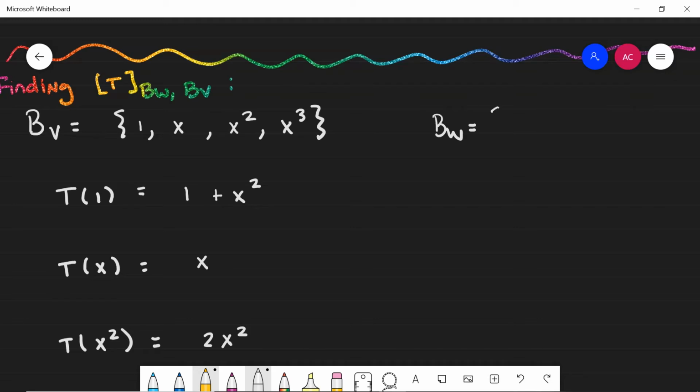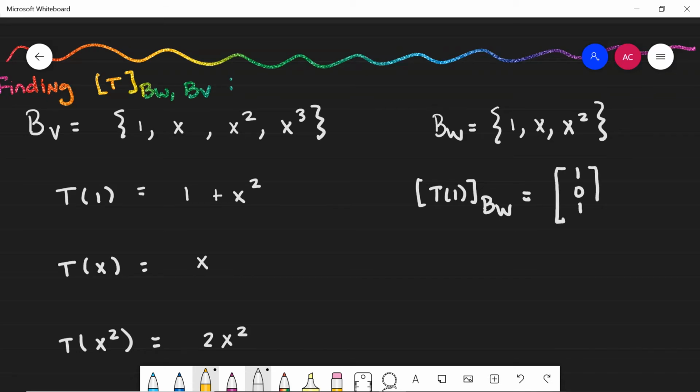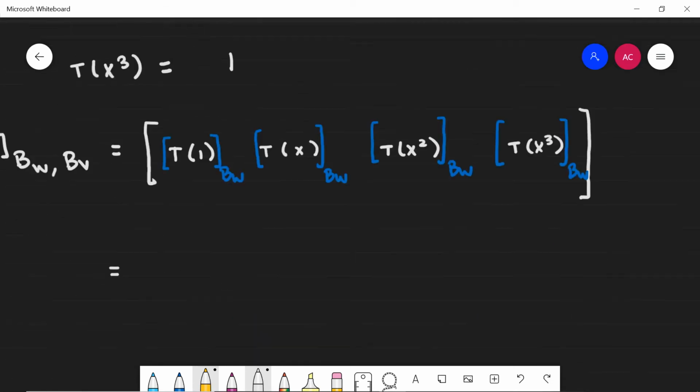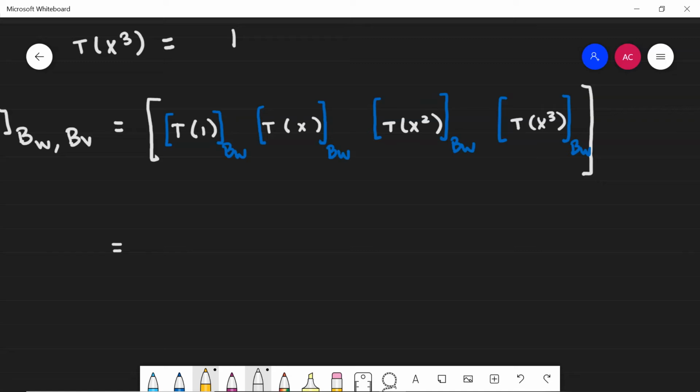This was still just the standard basis, 1, x, x squared, for W. So I look at the coordinate vector of T applied to 1 with respect to this basis, and you can convince yourself that this is the vector 1, 0, 1. I do the exact same thing for the three remaining output vectors. First off, what I get is the vector 1, 0, 1.